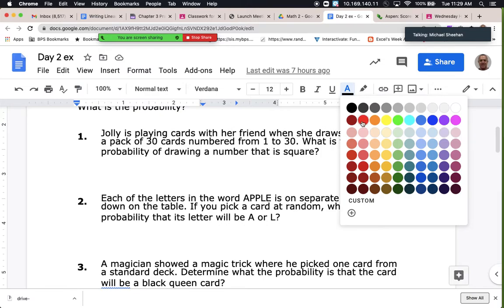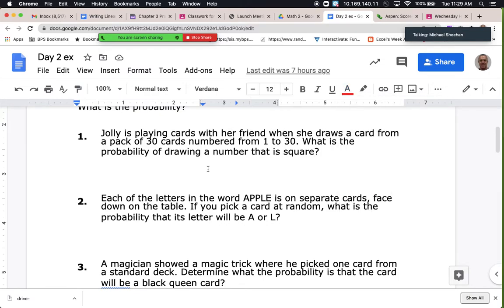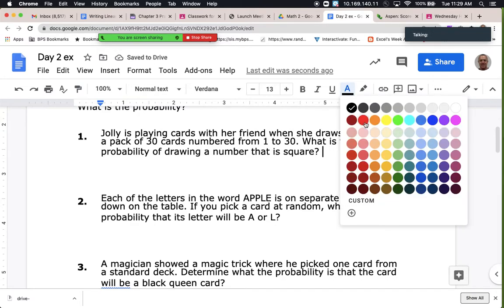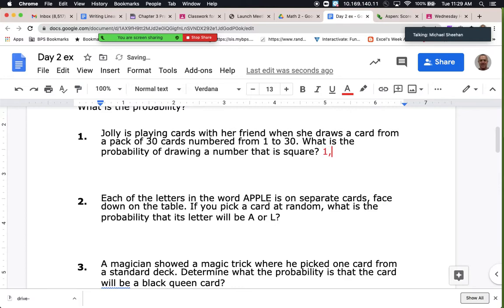So, perfect squares are numbers like 1 times 1. Hold on, let me do this in red. 1 times 1, 2 times 2, 3 times 3, 4 times 4, 5 times 5. So there's 5 perfect squares within the first 30 numbers. So my probability of picking a square number, a perfect square, is 5 out of 30.